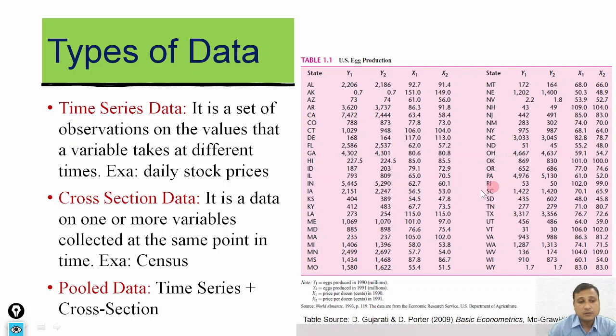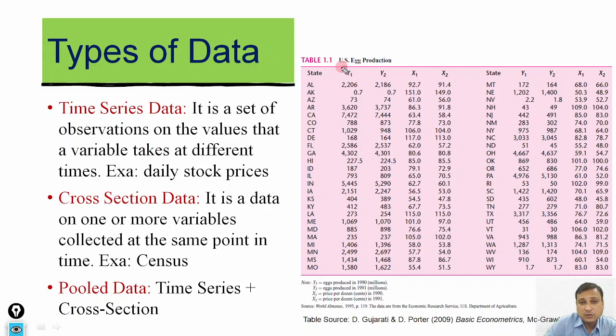Pooled data. What is pooled data? Pooled data is a combination of time series data and cross section data. That is the combination of time series and cross section data. And here is the example.